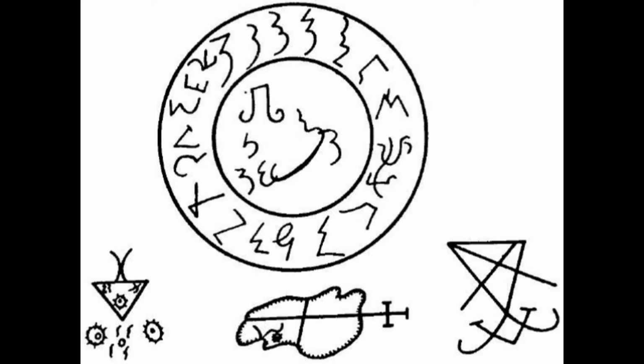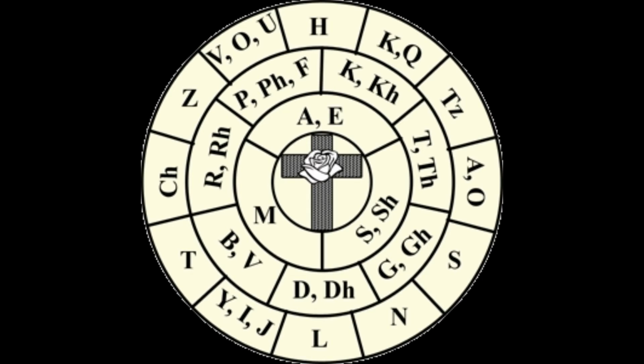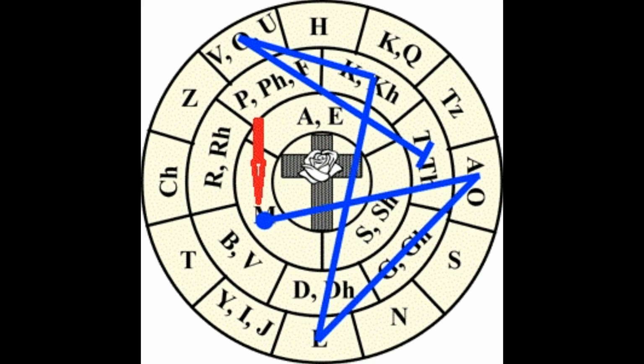One popular form of creating a sigil is using the Rosy Cross. The Rosy Cross sigil creator is usually used by people who practice the Kabbalah. Usually you'll find this cross looking like this, written in Hebrew. If you don't read Hebrew, you could also get the English version, which looks like this. Now, how you use it is basically you play connect the dots, only this time it's with letters.